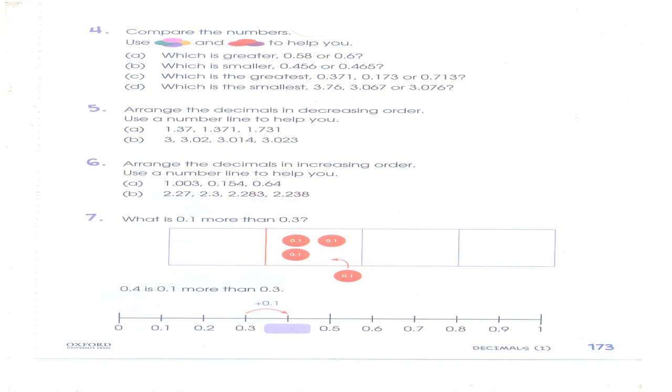Okay, now since we have done up to question number 6, now we'll go to question number 7. What is 0.1 more than 0.3? If it is 1, this is tenths, this is hundredths, and this is thousandths. So for 0.3, if we add 0.1 here, then it will be 0.4. 0.4 is 0.1 more than 0.3, right?